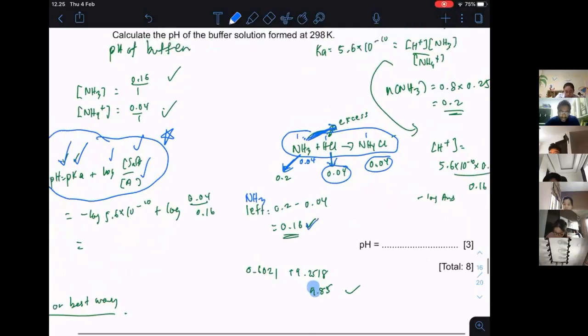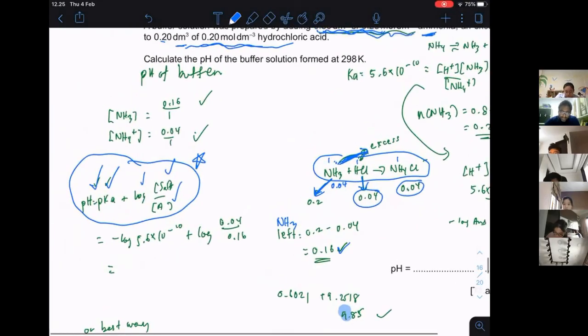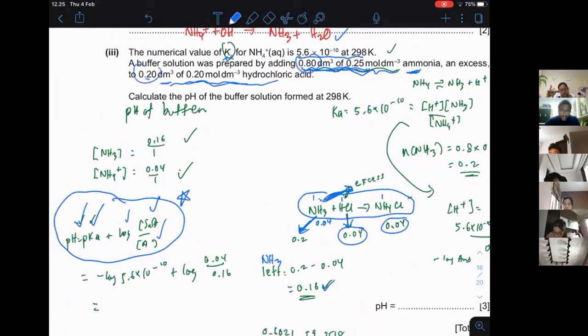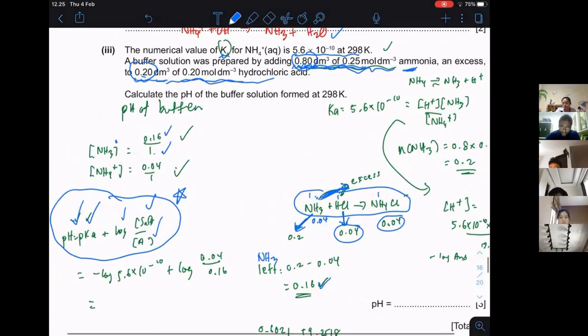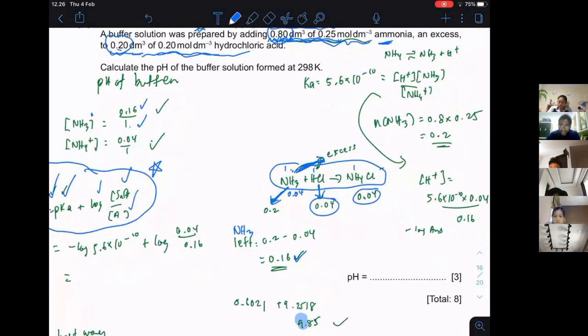If you look at the volumes, you can see 0.80 dm³ and 0.20 dm³, so the total is 1 dm³. So this is the number of moles. If you want to find the concentration, it is number of moles divided by volume. So 0.16 divided by 1. Very important, because in this case it just happened to be 1. What happens if they give you a different dm³? You still need to divide. In this case, they don't want to burden you with that. They just give you an easy question. So they ask you to calculate the pH of the buffer solution.